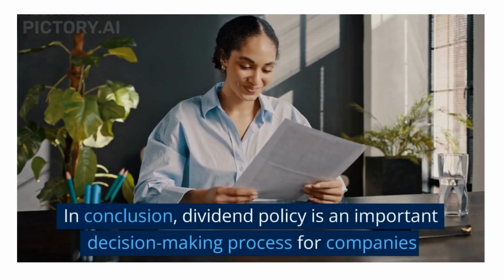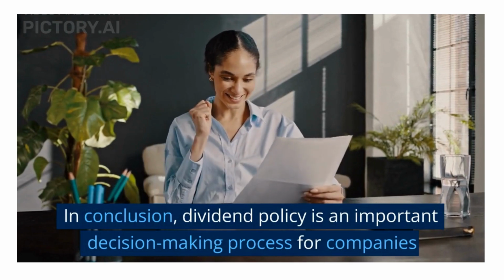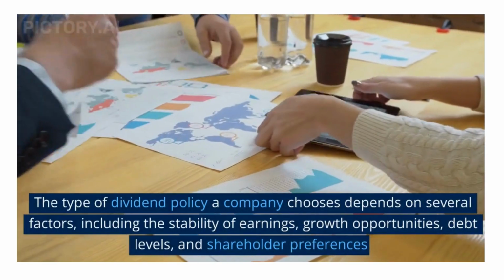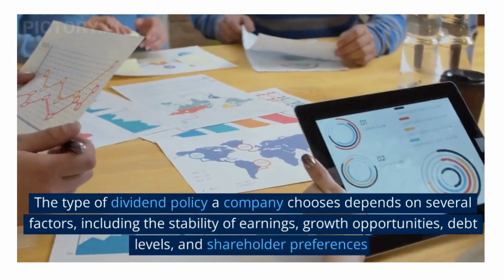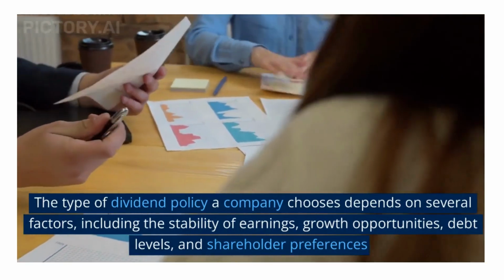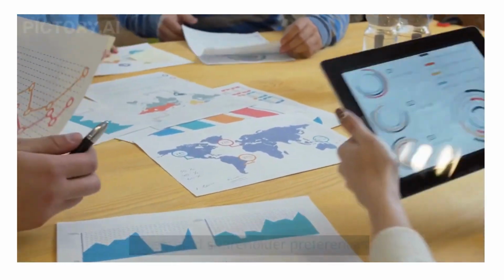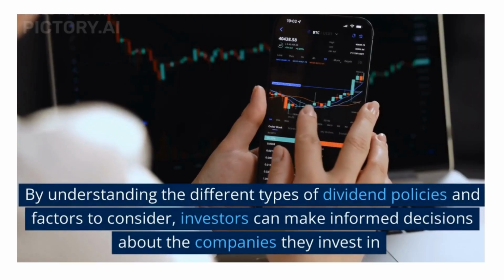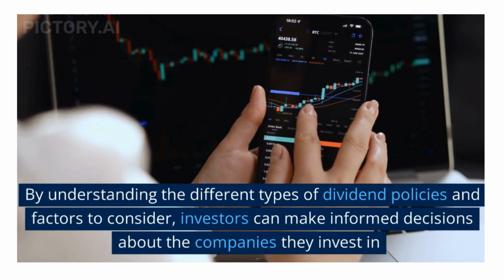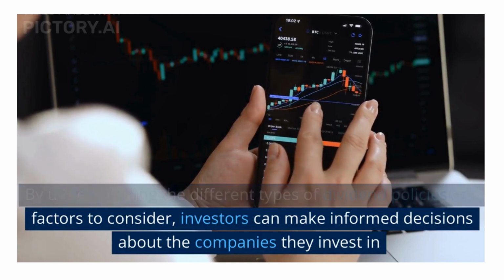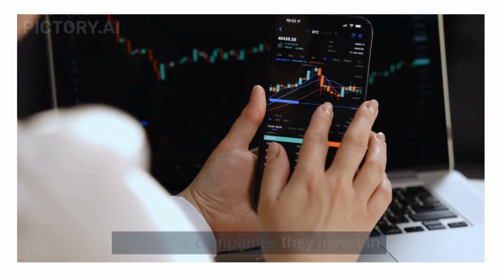In conclusion, dividend policy is an important decision-making process for companies. The type of dividend policy a company chooses depends on several factors, including the stability of earnings, growth opportunities, debt levels, and shareholder preferences. By understanding the different types of dividend policies and factors to consider, investors can make informed decisions about the companies they invest in.